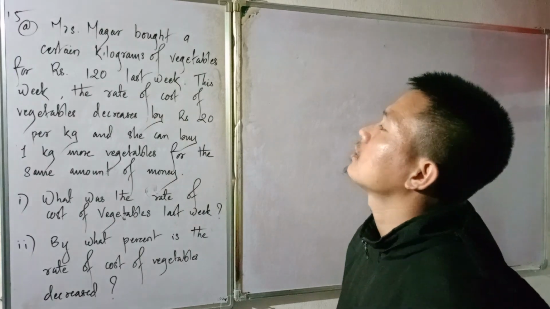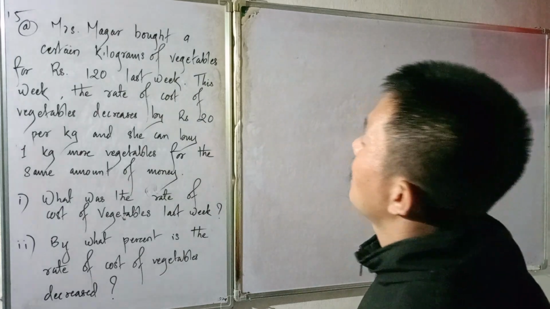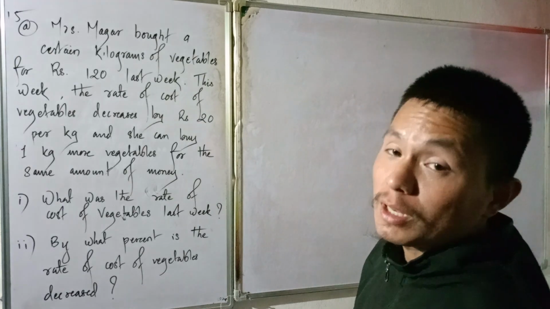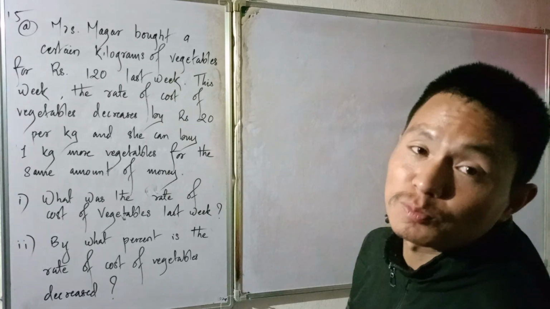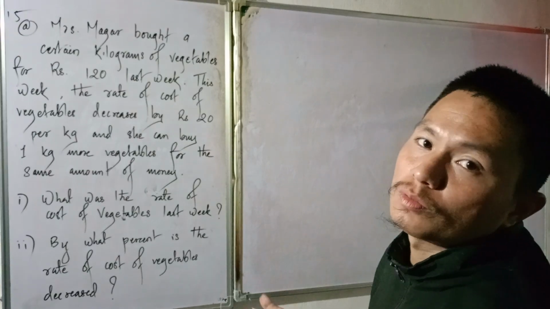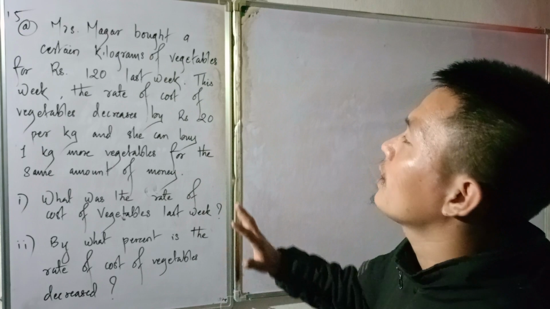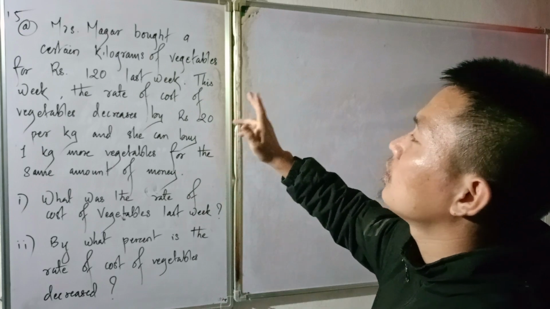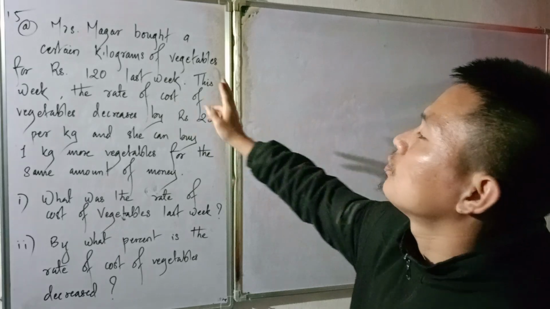Mrs. Mugger brought certain kilograms of vegetables for rupees 120 last week. This is about last week. We don't know how many kilograms of vegetables she had brought, or the cost per kg. How many kilograms she brought is also unknown.